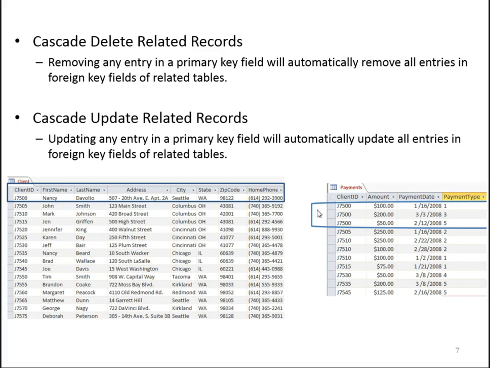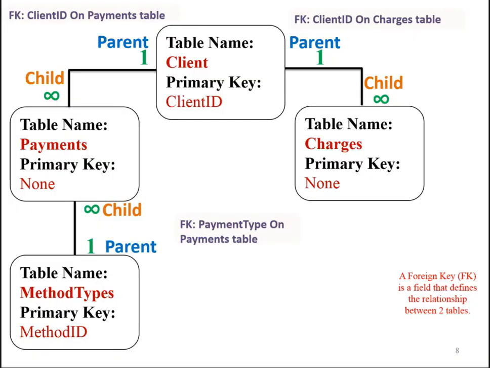If we cascade update related records, updating any entry in a primary key field will automatically update all entries in foreign key fields of related tables. For example, if I changed client ID J7500 to J7599, all of the children with the client ID of J7500 will change to J7599. The final slide in this PowerPoint presentation is the relationship diagram for the research papers database. Make sure you understand all of these concepts.